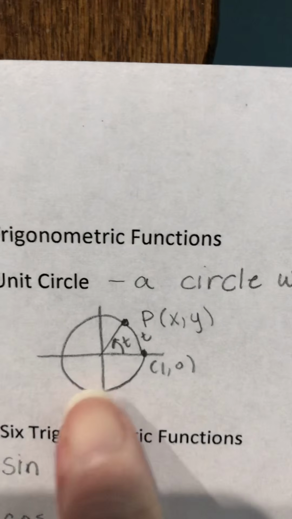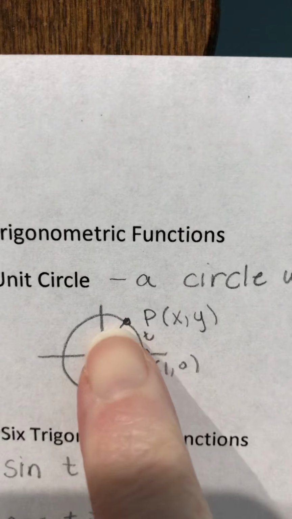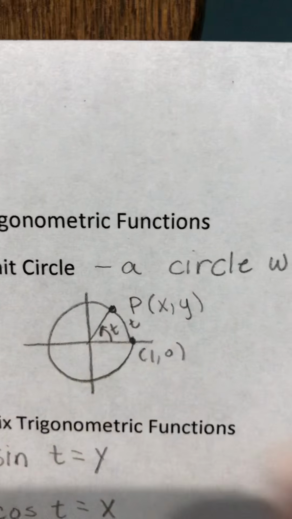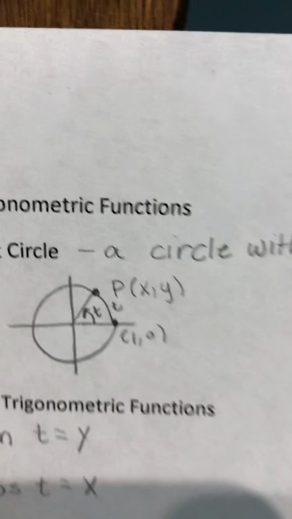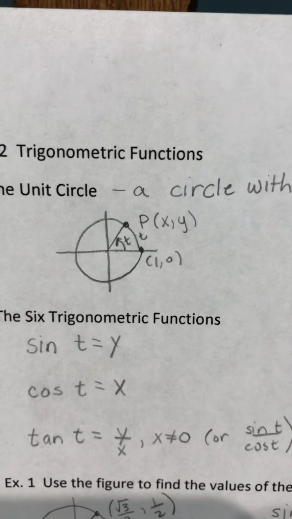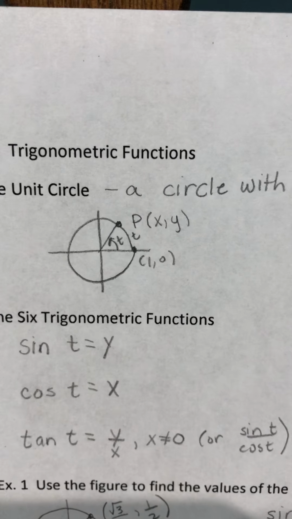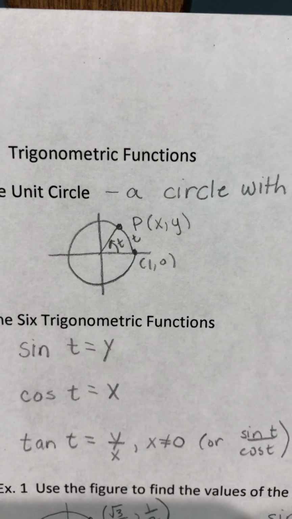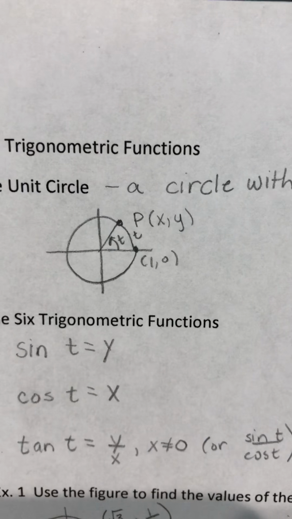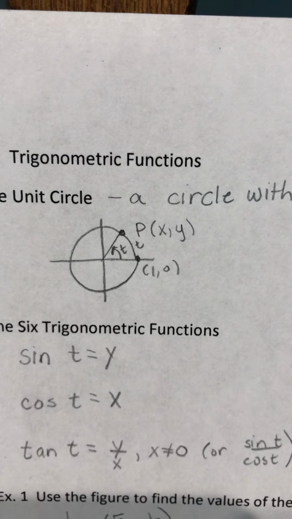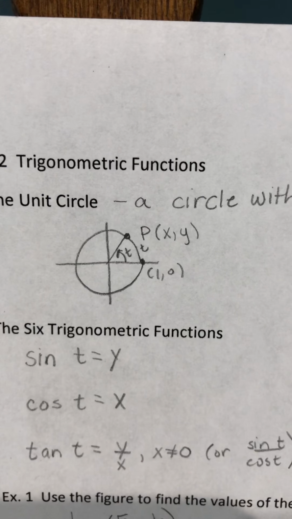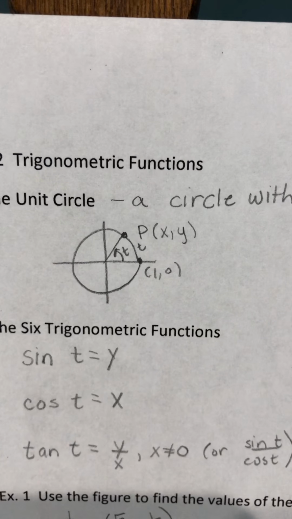of degrees or radians, and we're going to call that angle of that turn t, and we're going to land at a point on the circle called P, which has coordinates (x, y). So there are 6 trigonometric functions. The first 3 are sine, cosine, and tangent. The sine of an angle is its y coordinate. The cosine of an angle is its x coordinate.